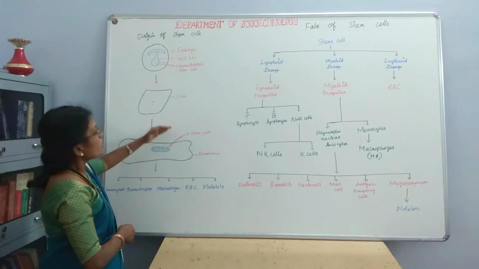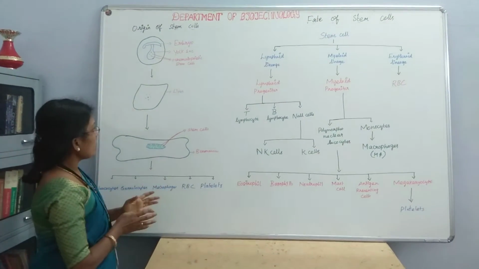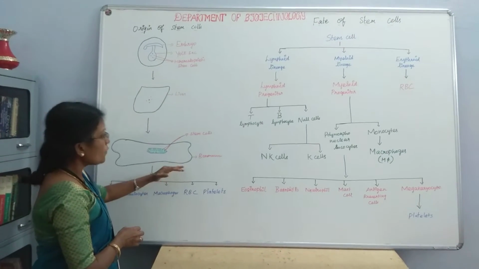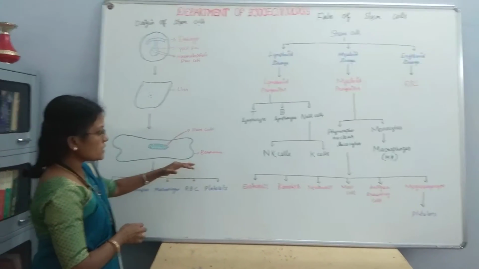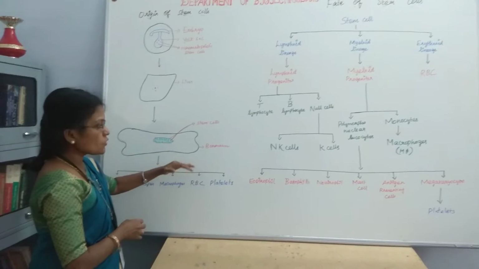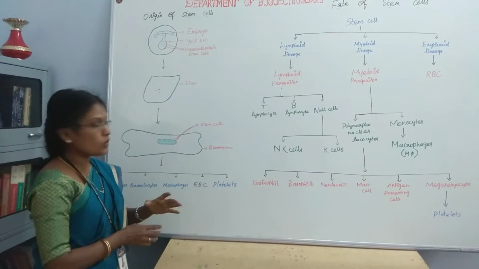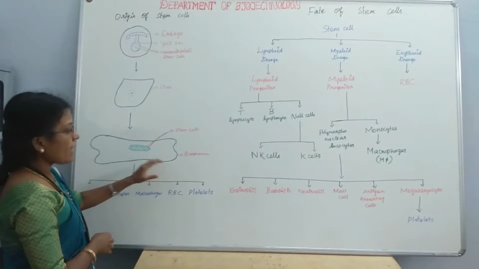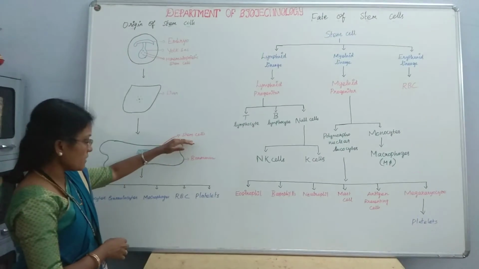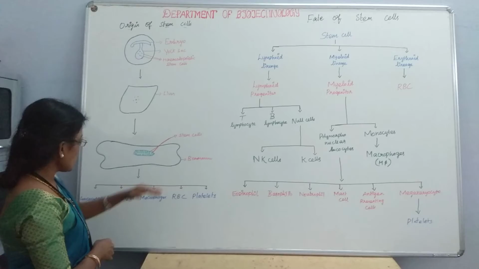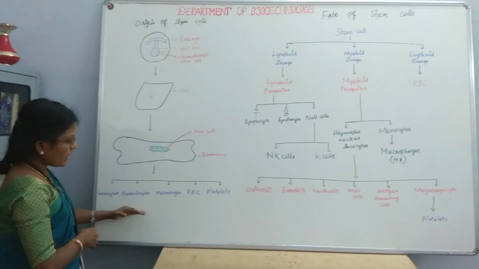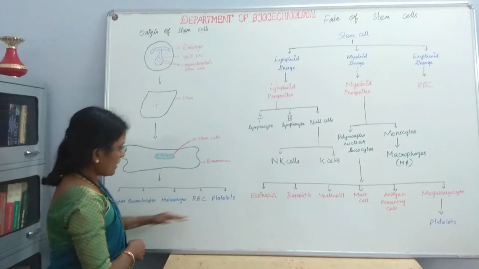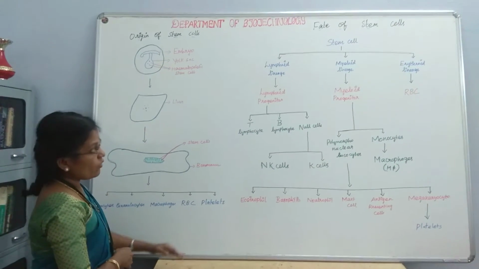And finally, when the baby is completely developed, it is transferred from the liver to the bone marrow. The bone marrow is the very soft tissue inside all the bones, and that is why it is called the bone marrow, and it has the capacity to form the stem cells. From the stem cells, the leukocytes, granulocytes, macrophages, RBCs, platelets, and different types of these cells are formed.